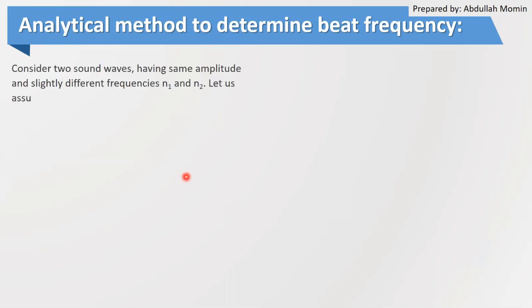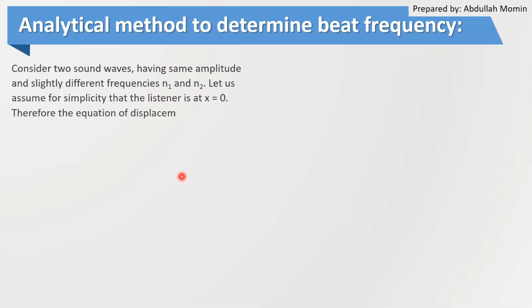Now consider the two sound waves having same amplitude and slightly different frequency N1 and N2, and let us assume for simplicity that the listener is at x is equal to 0. Therefore, the equation of displacement at x is equal to 0 can be written as follows.